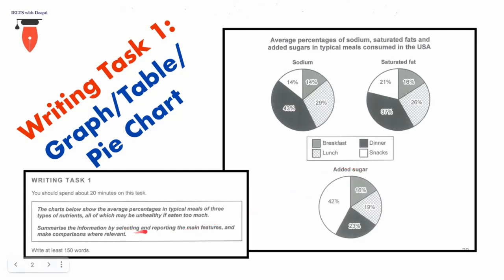You have to sum up. You have to report the main features. So what are the main features? Usually we talk about the highest and the lowest percentage of something. And we make comparisons within the pie chart and across the pie chart. So when I say within the pie chart, we can say that sodium, the maximum consumption occurs during dinner, which is 43%. Which is followed by lunch at 29%, and the least consumption happens during breakfast and snacks, which is 14% for each. Okay, so like this, you have to make comparisons between figures also, and main features are supposed to be reported.